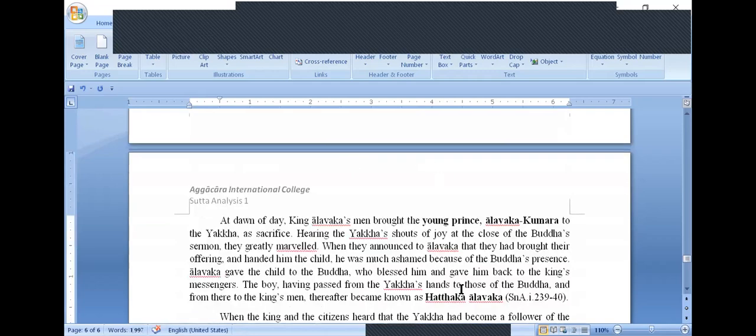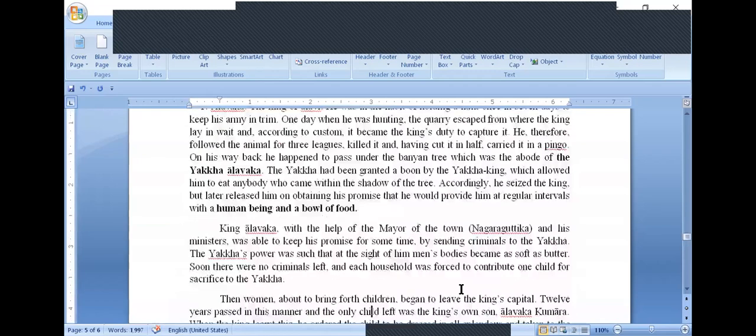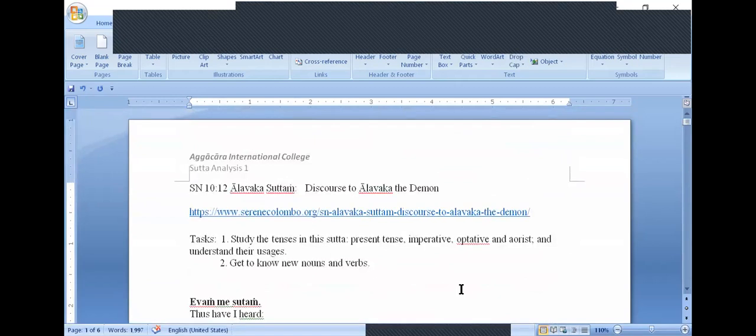Then talking about the rest, okay? Actually, it's quite interesting, this sutta. All right, so this is some of the background story. Later, I sent to you all. So we look at the Pali now. We still have half an hour left.